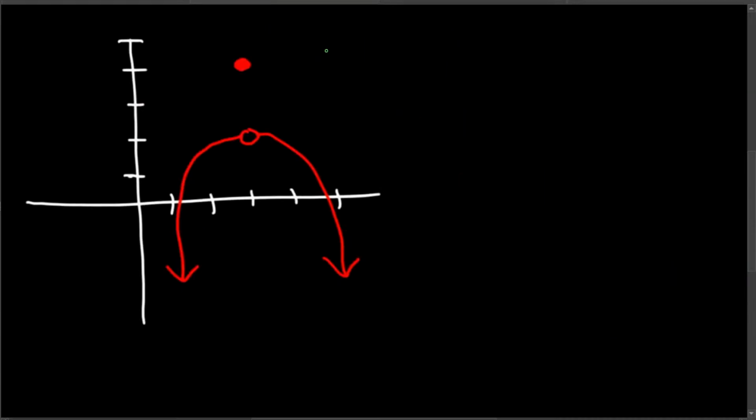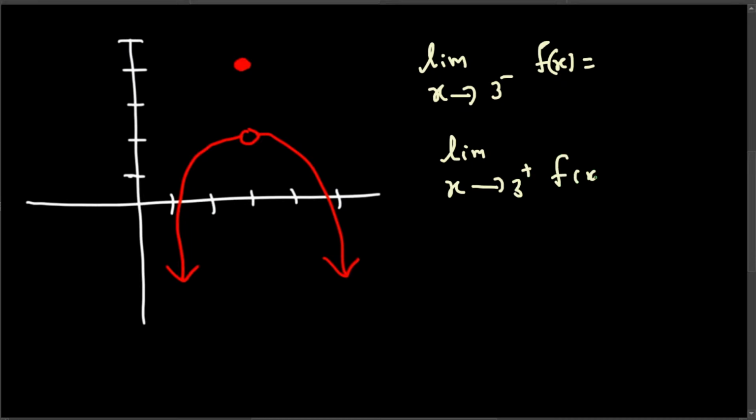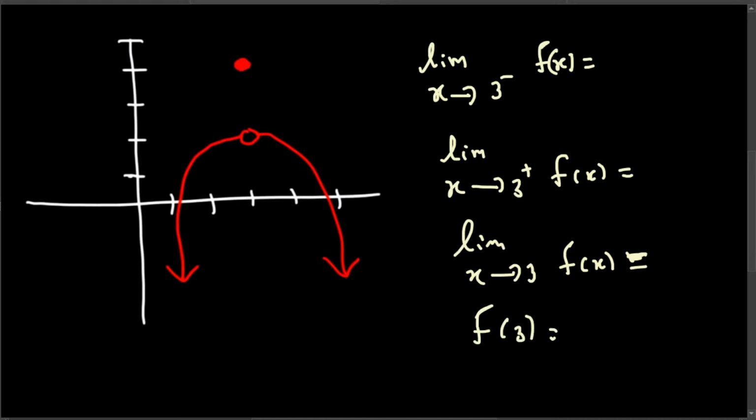Let's look at this graph. Let's find some limit functions for it. Let's say we have the limit as x approaches 3 from the left side. What's the y value? When x approaches 3 from the right side, what's the y value? When x approaches 3 from both sides, what's the y value? And what is f of 3? Now let's go ahead and find one by one.